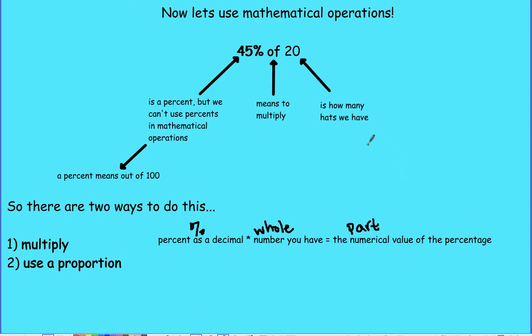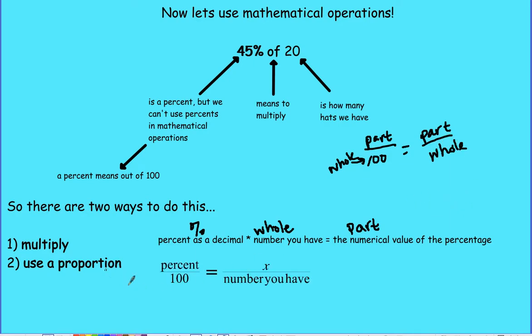Okay, look at it this way. Your percent is something out of 100, so it's a part out of a whole. 100 is equal to the part over the whole. So that's your proportion. Your percent over 100, and your percent, again, is your part. So if we're looking at labels for it, it's part and whole over part and whole.